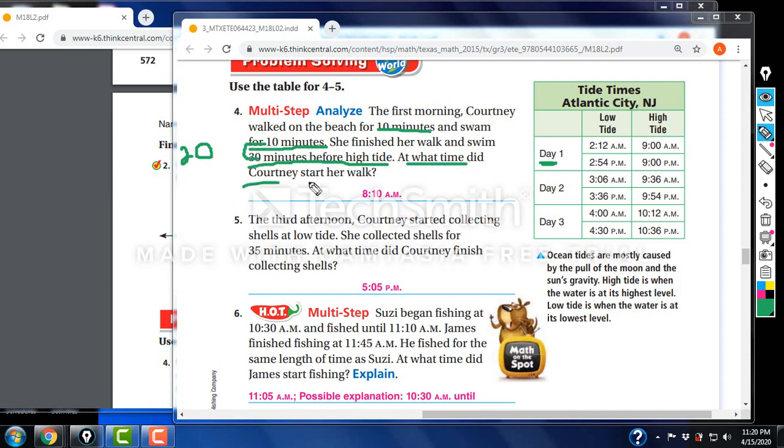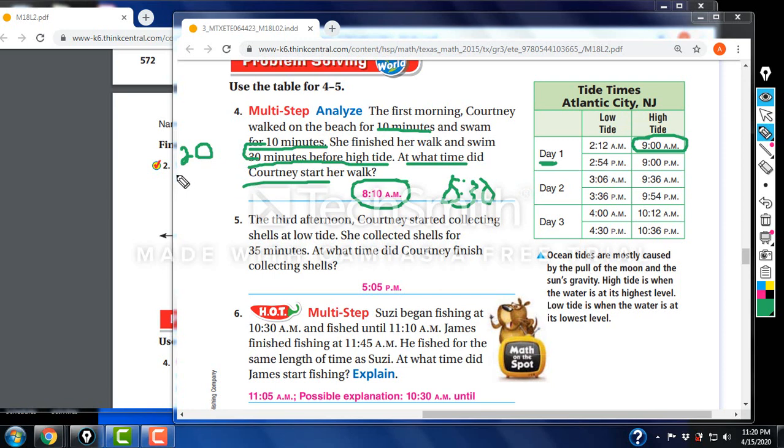At what time did Courtney start her walk? So how did we get an 8:10? Well, you have to look at your tide here. You have low tide? No, because it says high tide. This is afternoon. This is morning. So we're going to go to morning because it's AM. So 30 minutes before the start of high tide, if you go back 30 minutes from 9 o'clock, you're at 8:30. Does that make sense? 30 minutes before 9 o'clock, that's 8:30.